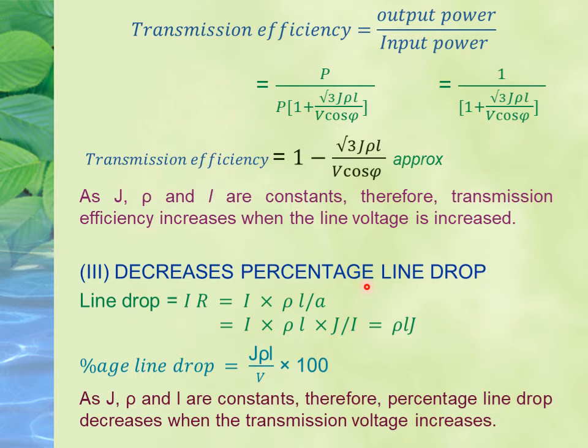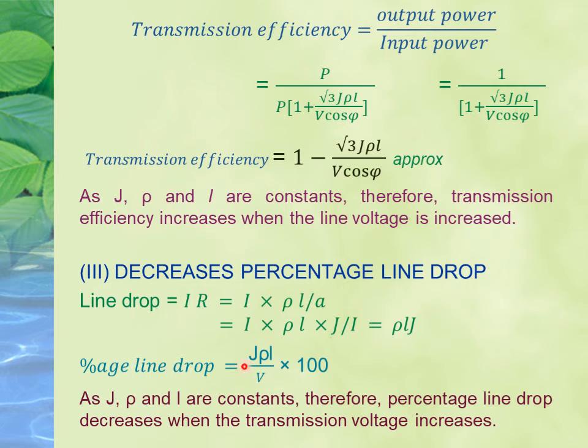Then we are going to see what is the line drop that takes place. The line drop will be given as IV equal to I into R. Replace this R by rho L by A, and then your area of cross section is replaced in terms of current density J by I. So when you simplify, your expression will be rho L into J, right? If you are expressing this as percentage line drop, it will be J rho L by V.